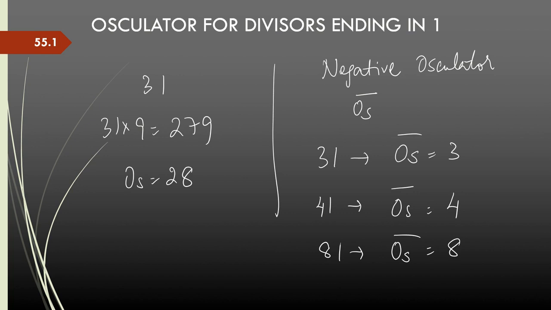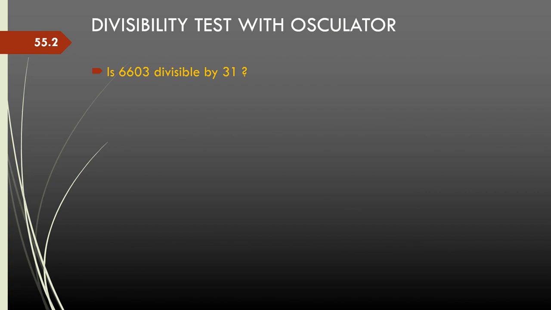Now, let us see what the slightly modified osculation process is. Let us say I was trying to check divisibility of 6603 by 31. I will use the negative osculator, in this case it is 3. Because I am using the negative osculator, I will mark alternate digits from the right, starting with the second digit, as negative numbers, put a bar on top, they are negative numbers. So, in the osculation process, I will subtract these numbers. Let me start the process.